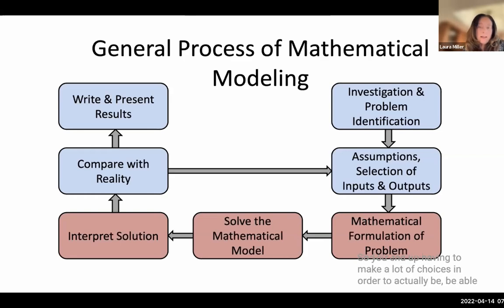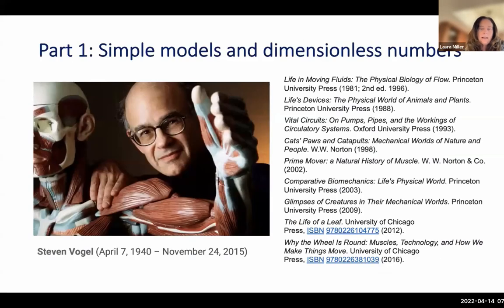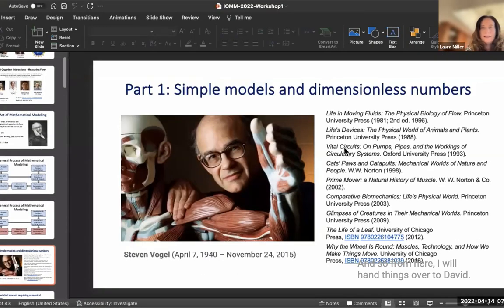So you end up having to make a lot of choices in order to actually be able to say something about the system that you're looking at. And so to start, we're going to look at some simple models and dimensionless groups. And just to point out Steve Vogel as one of the grandfathers of this field in terms of simple modeling in fluid organism interactions. And I will make these slides available because I have quite a few links to books and software, but he was very prolific during his life, writing a number of books for the community. And so from here, I will hand things over to David.